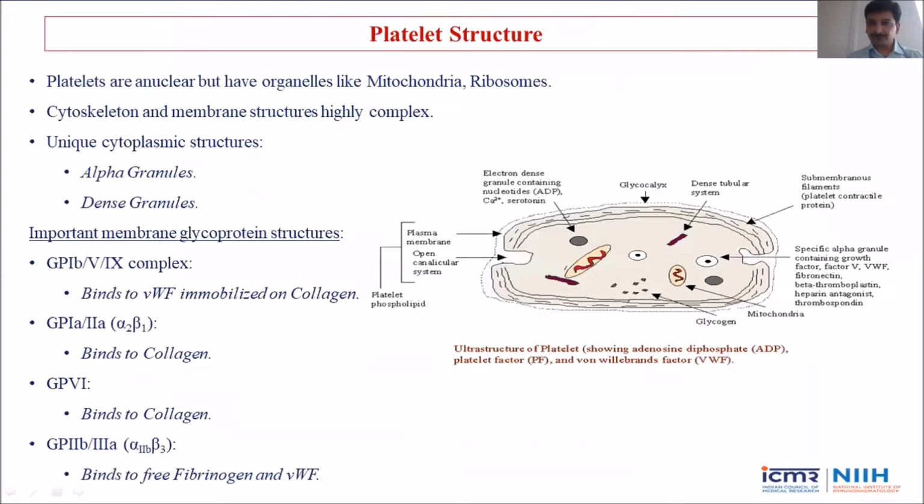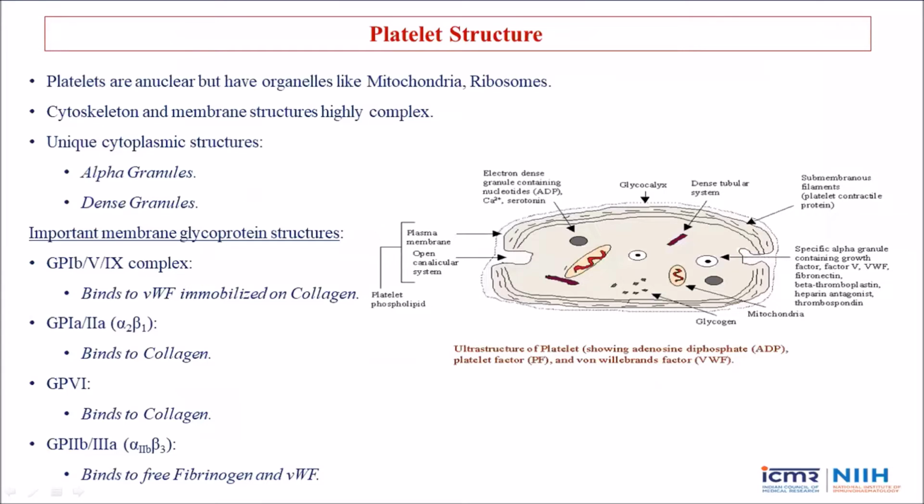So this is briefly the platelet structure and the major components of the platelets. The platelets, as we know, are anuclear, but they have organelles like the mitochondria and ribosomes. And the cytoskeleton and the membrane structures are highly complex, and they contain the alpha granules and the dense granules.